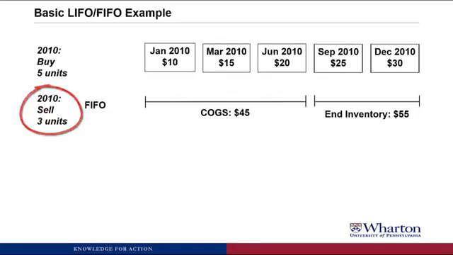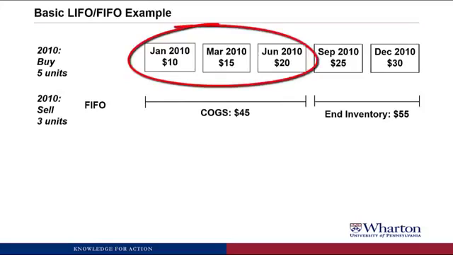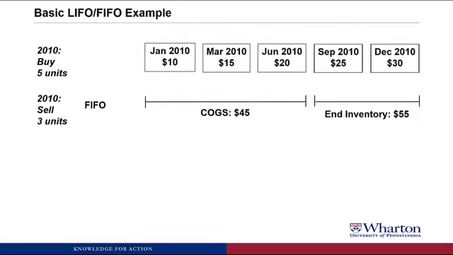What we would do under FIFO is take the first 3 units that we purchased, the $10 cost, the $15 cost, and the $20 cost, and that would be our cost of goods sold. The 2 newest costs, the $25 and the $30, would be in our ending inventory, so we'd have COGS of $45 and ending inventory of $55.